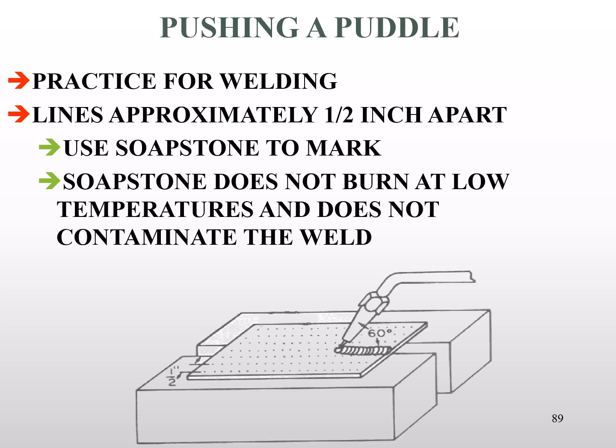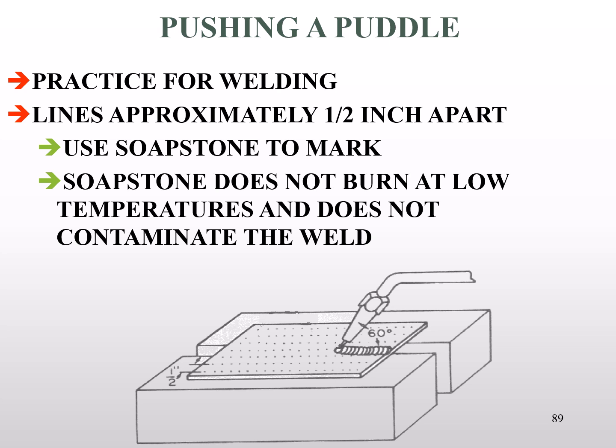First things, after lighting the torch, establishing the proper flames, and shutting down properly, the first step to actually learning how to weld doesn't involve filler rods or joints. It simply involves controlling a puddle of melted steel.